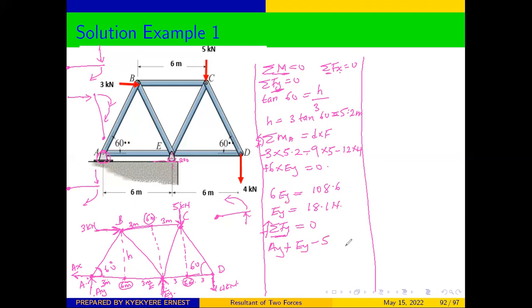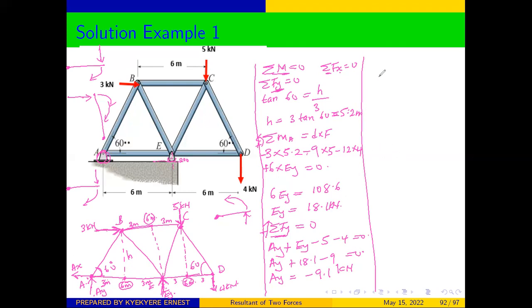We have this 4 coming down, minus 4 is equal to 0. But EY we have calculated to be 18.1. Therefore, EY plus 18.1 minus 9 will be equal to 0. We can say that from here, AY will be equal to negative 9.1 kilonewtons. This is kilonewtons as well. We are left with AX.